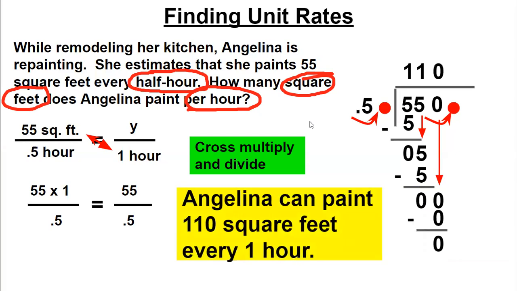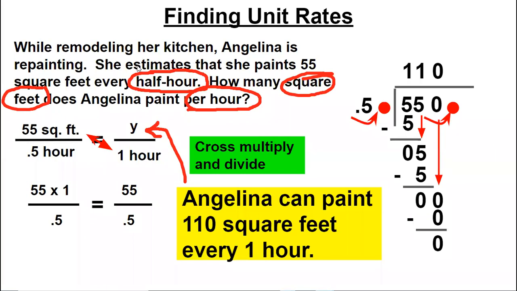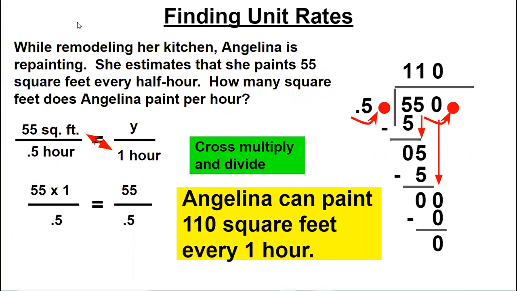Angelina can paint 110 square feet every 1 hour. So this is your Y. This is our missing Y value. Okay, how many do you think she could paint in 2 hours? If she can paint 110 square feet in 1 hour, how many can she paint in 2? Right, you'd add 110 plus 110, or you would times 110 times 2. That would be 220. So in 2 hours, she would paint 220 square feet. Okay, that's how these rate problems work.